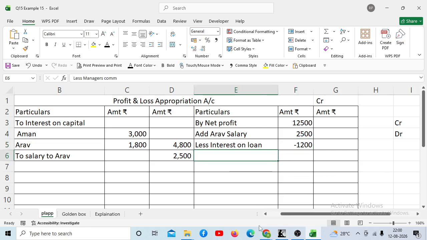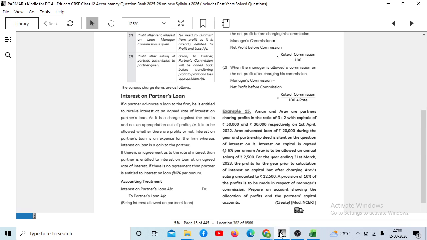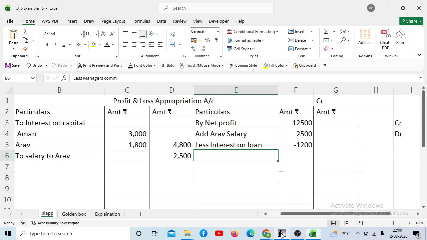Okay. Now, in this we should also subtract the manager's commission, right? How much commission are they telling? A provision of 10% of the profit is to be made in respect of manager's commission. So manager's commission also we will subtract over here. See, what will be the manager's commission? From 15,000 you deduct 1,200. No, sorry, on 15,000 calculate 10% commission. How much will it be? On 15,000, 10%.